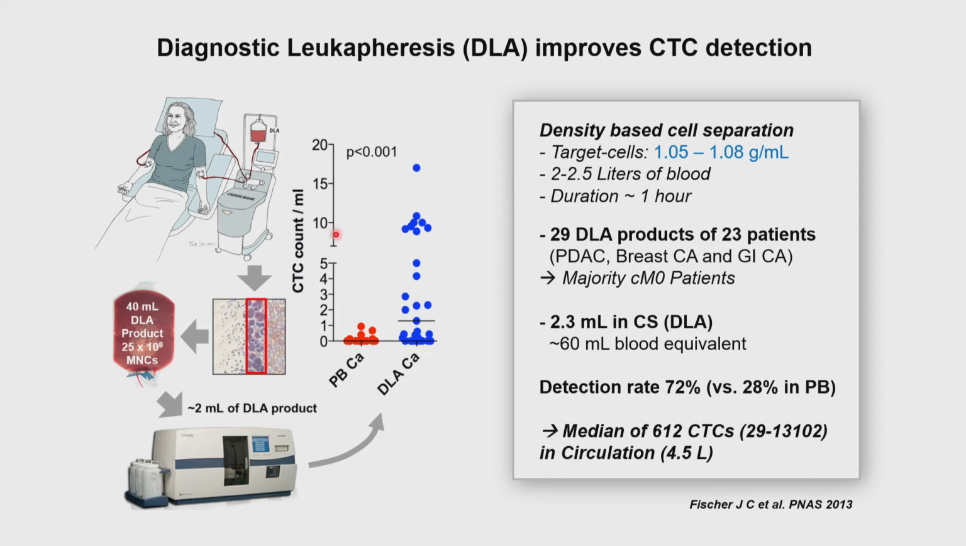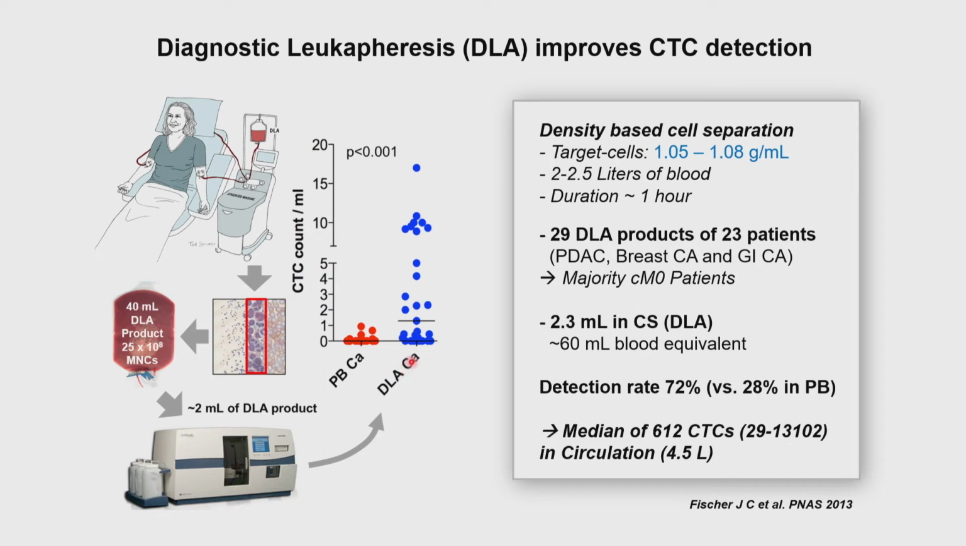So we ran the leukapheresis for 1 hour and processed around 2.5 liters. We got a product containing 2.5 billion white blood cells. This is, of course, very difficult to process, so we restricted this to around 5% to feed into the standardized CellSearch system, and then compared the peripheral blood with the DLA product.